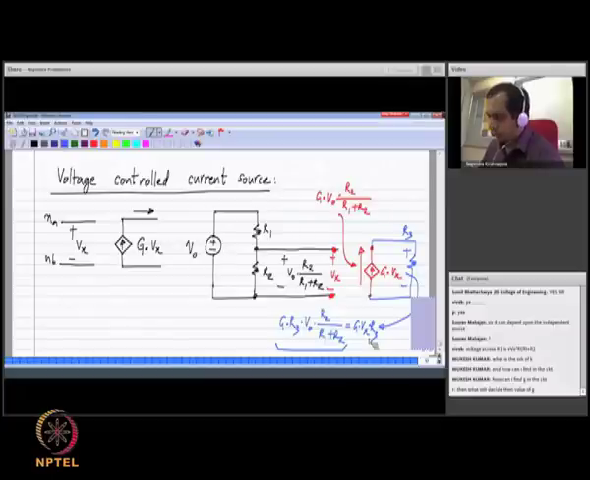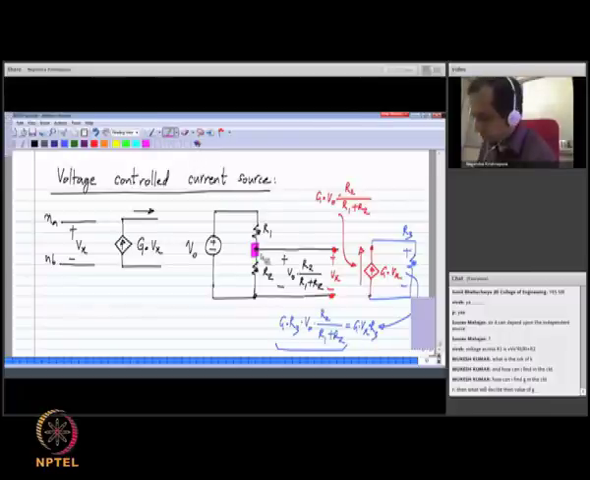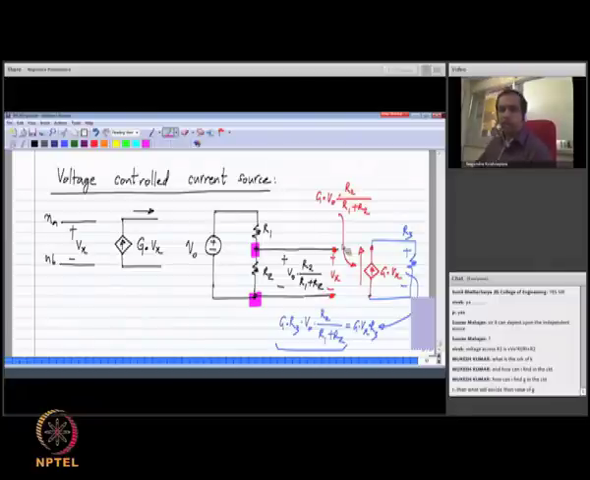It looks at the voltage between some nodes and gives you a current that is related to this Vx, where Vx is the voltage between certain nodes. So again, what is most important to understand is that I have not connected a voltage source Vx to this whole thing. Vx happens to be some voltage in the circuit which is defined appropriately.